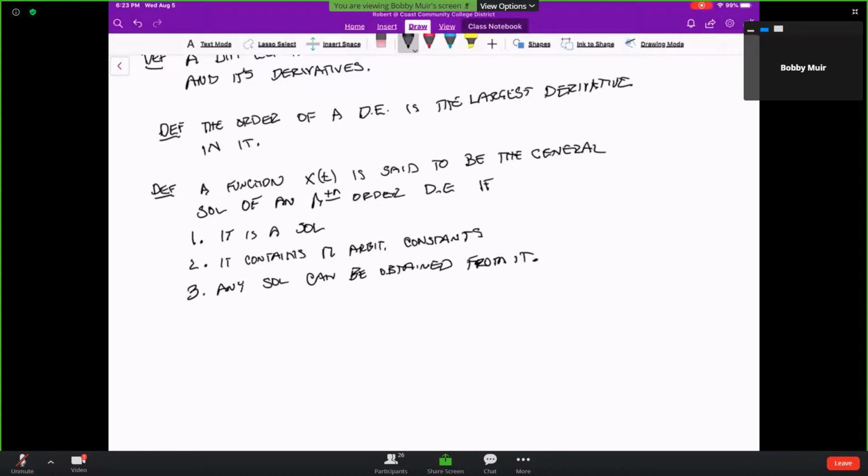You know, why would you define the general solution? Wouldn't you just go try to find it? Well, what happens in mathematics, the higher up you go, quite often really good theorems become definitions.